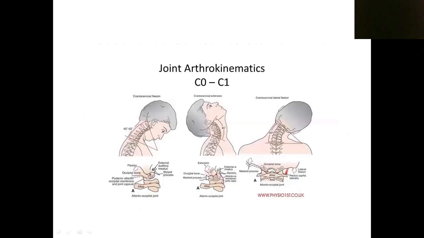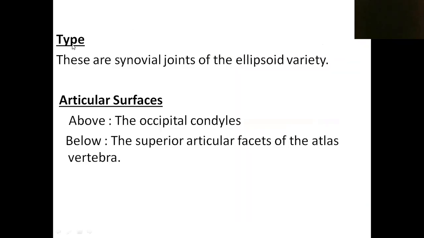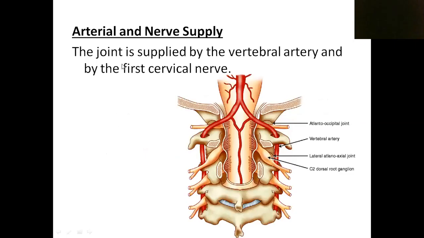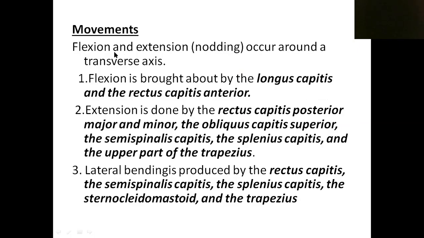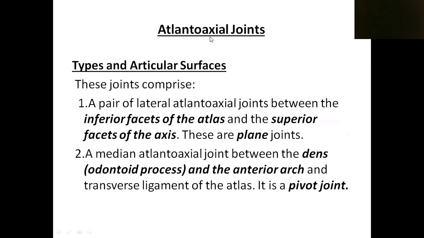Okay, so that's all about the atlanto-occipital joint. See, first type, then articular surfaces, then ligaments, then arterial supply, nerve supply, then movements and muscles helping movements. Now the next joint, the atlanto-axial joint, between the first and second cervical vertebra, between the atlas and axis. That's why this joint is known as the atlanto-axial joint.